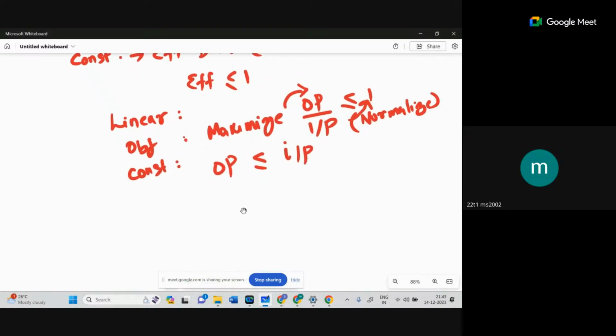Here we are linearizing a non-linear objective function, right? So instead of maximize output by input, the new objective function is only maximize the output. And what is this input going to do? We are giving output less than or equal to input as a constraint. That's all. And do not worry much about the linear programming formulation of DEA.